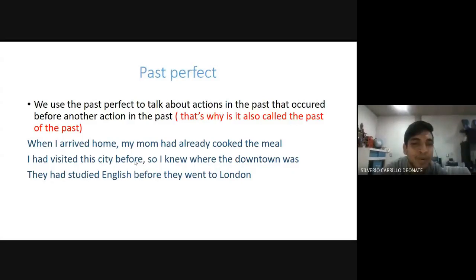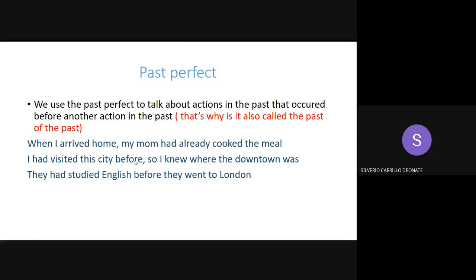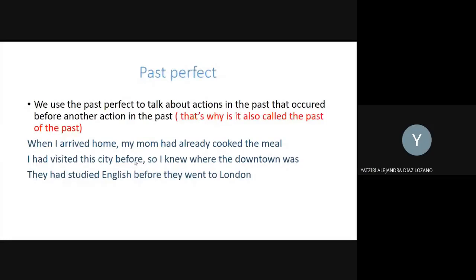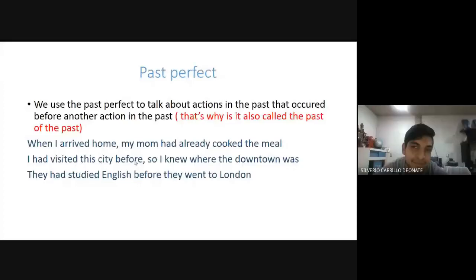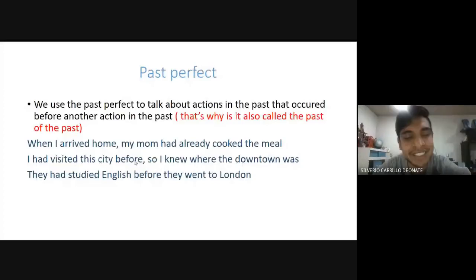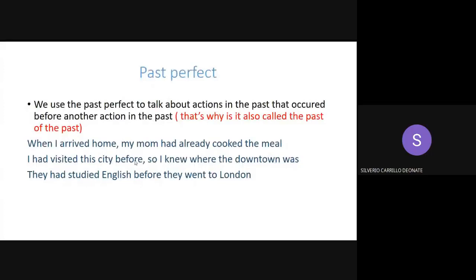When I arrived home, so let's suppose that part. I arrived home and the food was ready, or the meal was ready. In this case, what action is the first? Or what action happens? When I arrived home, my mom had already cooked the meal. The first action is I arrived home. Arrive home? No. Arrived home? No? Listen and try to understand the context of this. When I arrived home, my mom had already cooked the meal.